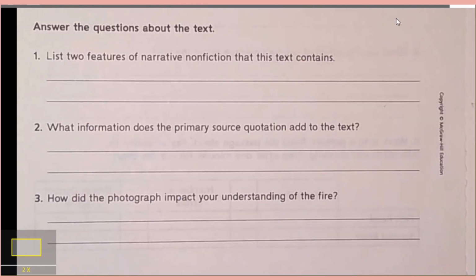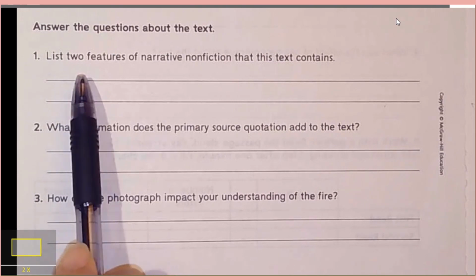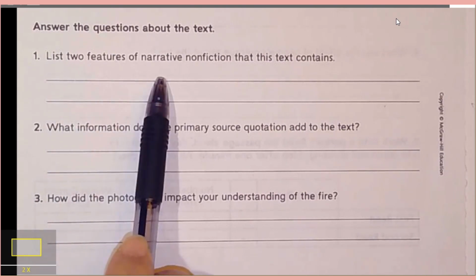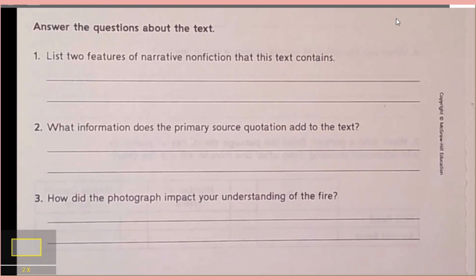Okay, I hope that gave you plenty of time to view it. So now I want to go ahead and look at these questions. List two features of narrative nonfiction that this text contains. Two features.